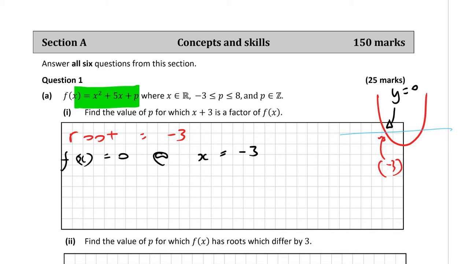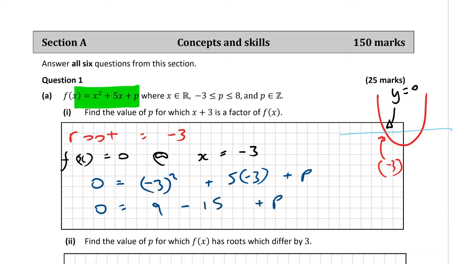So if the value of y is 0, f of x equals 0 at x equals minus 3. All we need to do here is plug in a value of minus 3 for x and let the f of x value equal 0. That means 0 is equal to minus 3 squared plus 5 times minus 3 plus p. 0 is equal to 9, because that's minus 3 by minus 3, minus 15 plus p. So p is equal to 6. So let's have a quick look at the quadratic. It's f of x equals x squared plus 5x plus 6.